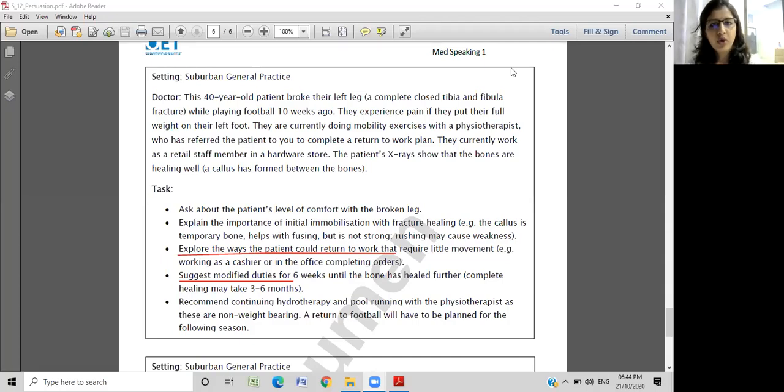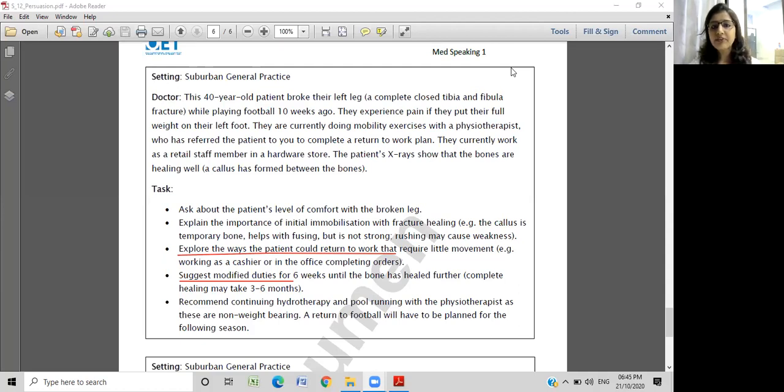Let me first show you how I would start this role play. It clearly says that the physiotherapist has sent this patient to me. So definitely I have read the referral letter and I would know their name as well. So I would start this role play by saying, hello, I'm Dr. Priya. And I can see from your notes that you are John Smith, isn't it? So can I call you John?